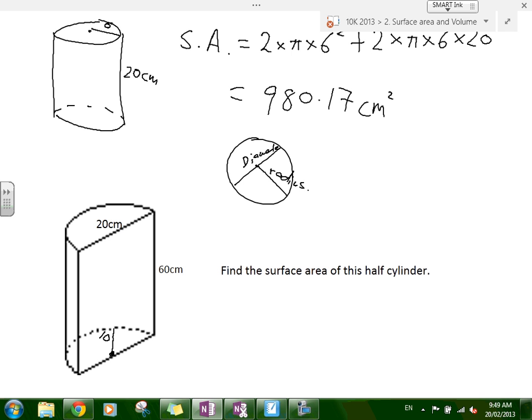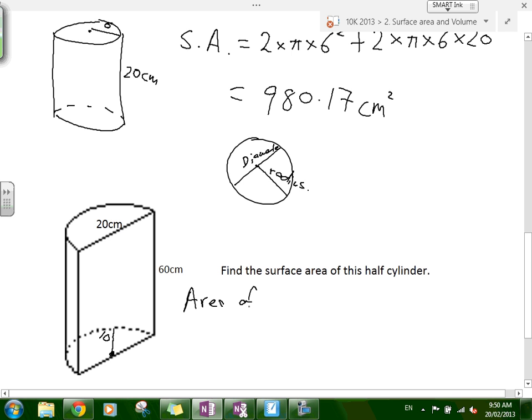Yeah, 60 times 20. Okay, so we're going to do that first. Area of rectangle. So it's 60 times 20, which equals 1200. That's our first 1200 square centimeters.